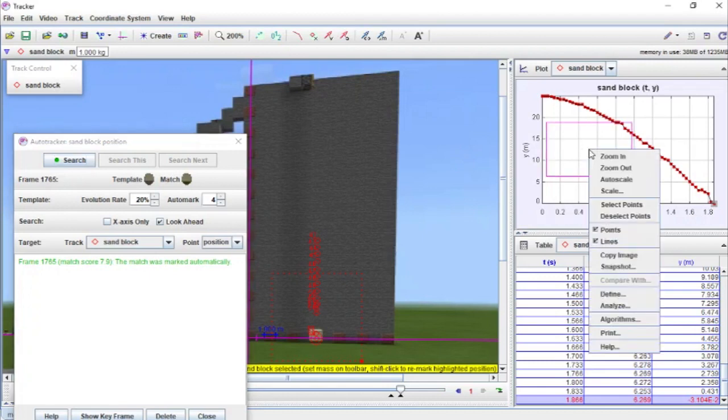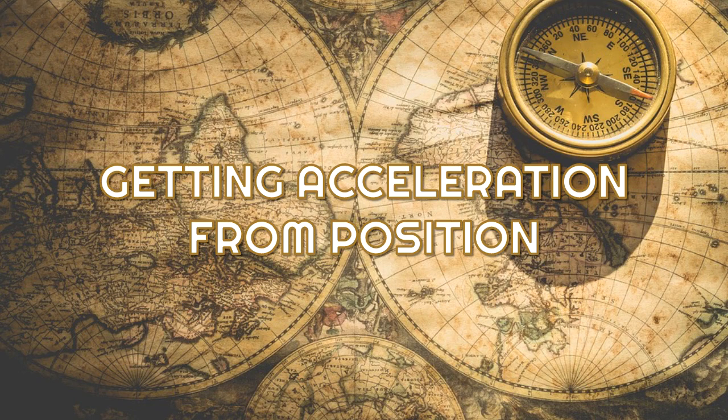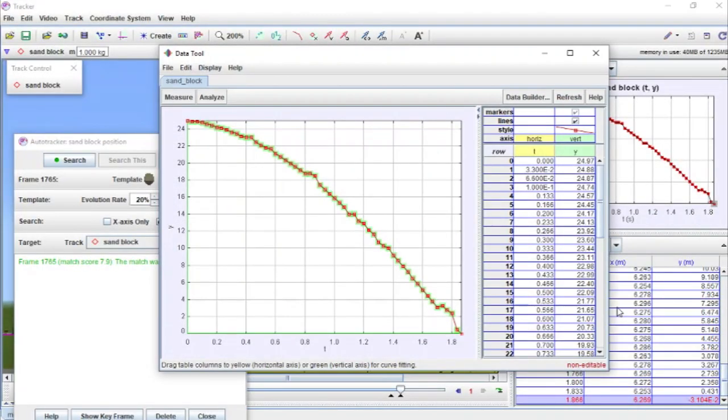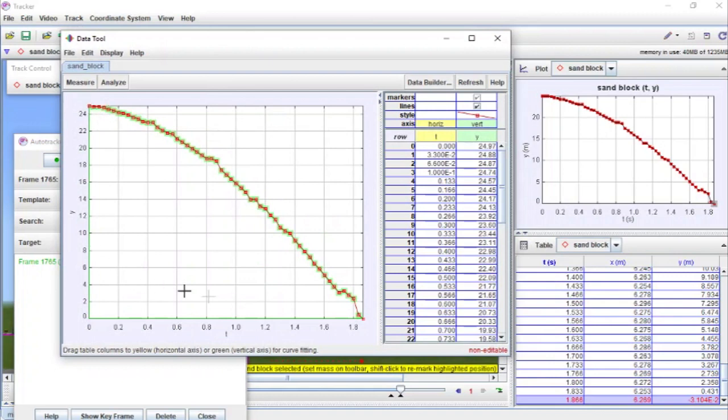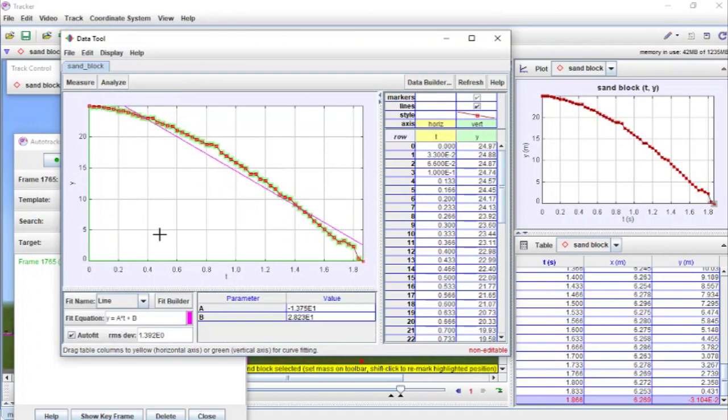What you need to do is right-click on this and click on Analyze. Analyze brings up this data tool window that gives you a little bit more interactivity with the data here. So we're going to click on the Analyze button here, and we're going to click on Curve Fits. Curve Fit is what we're interested in doing when we are trying to determine what equation governs this graph.